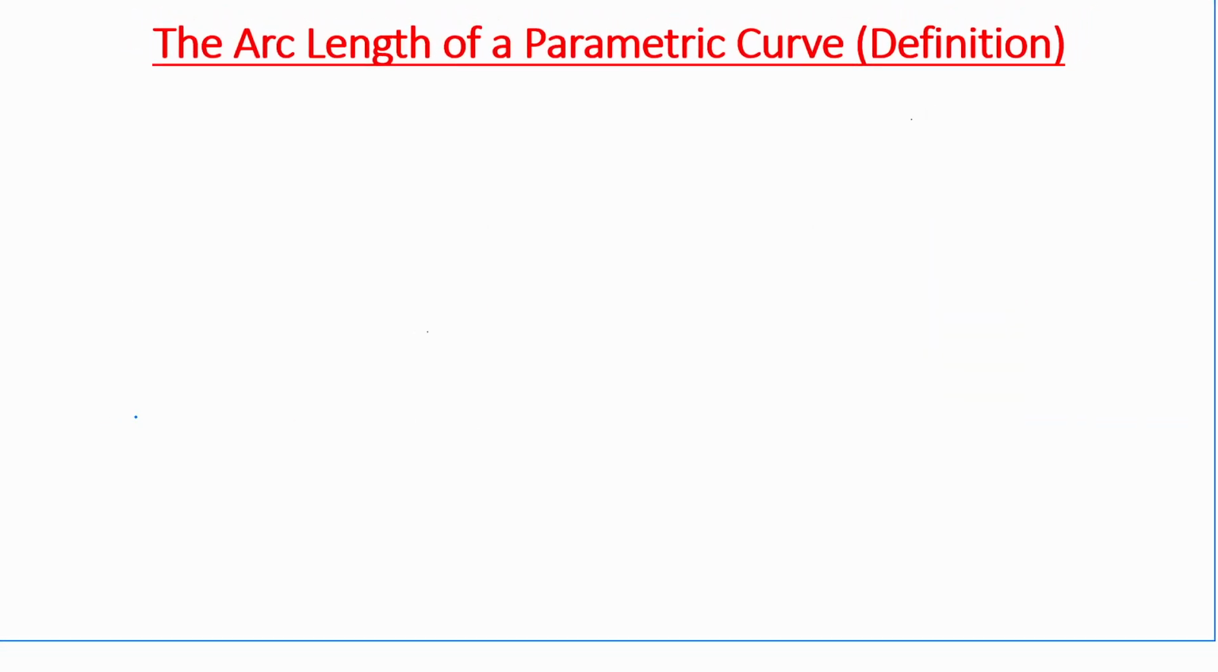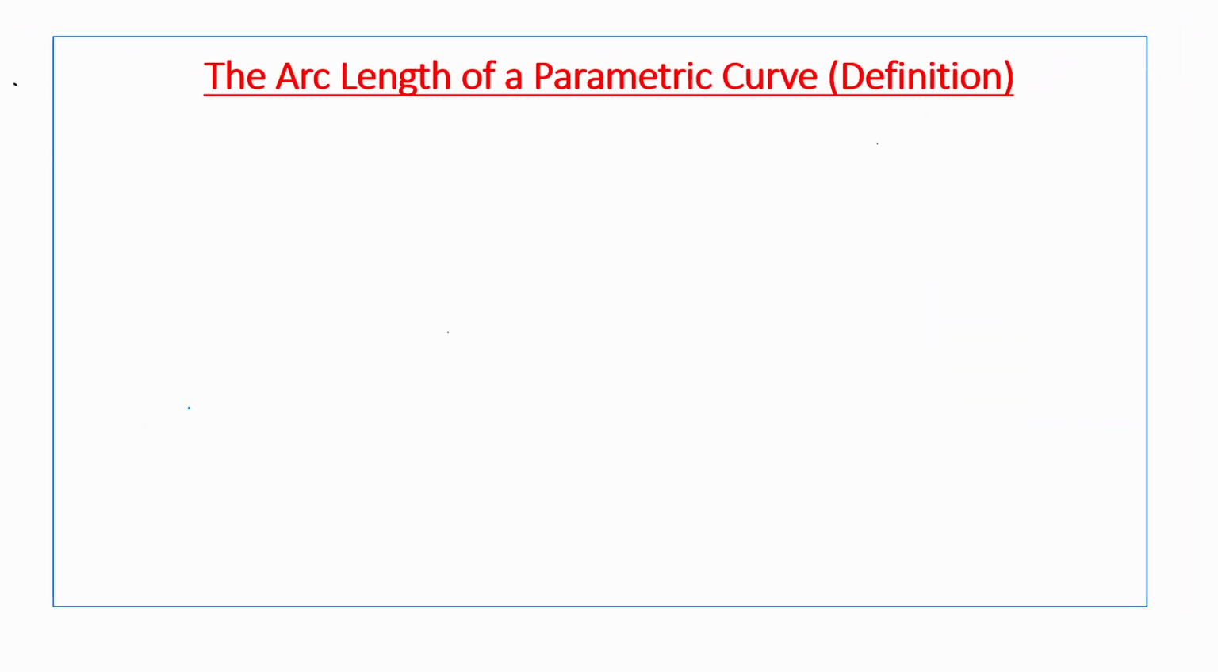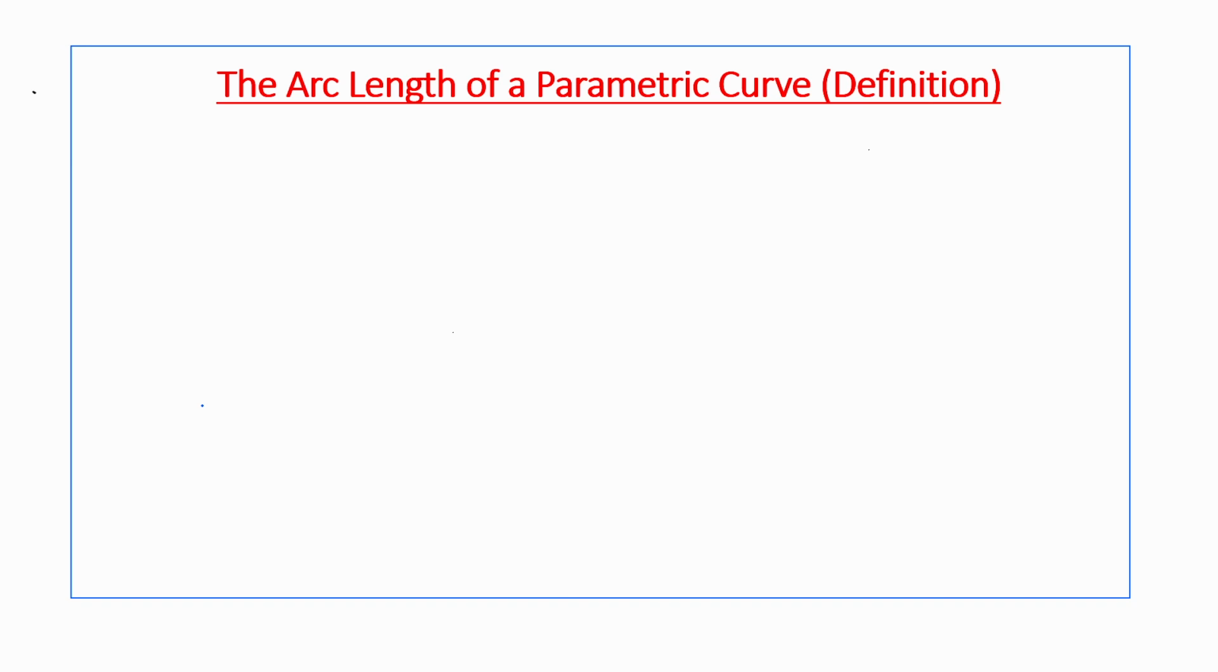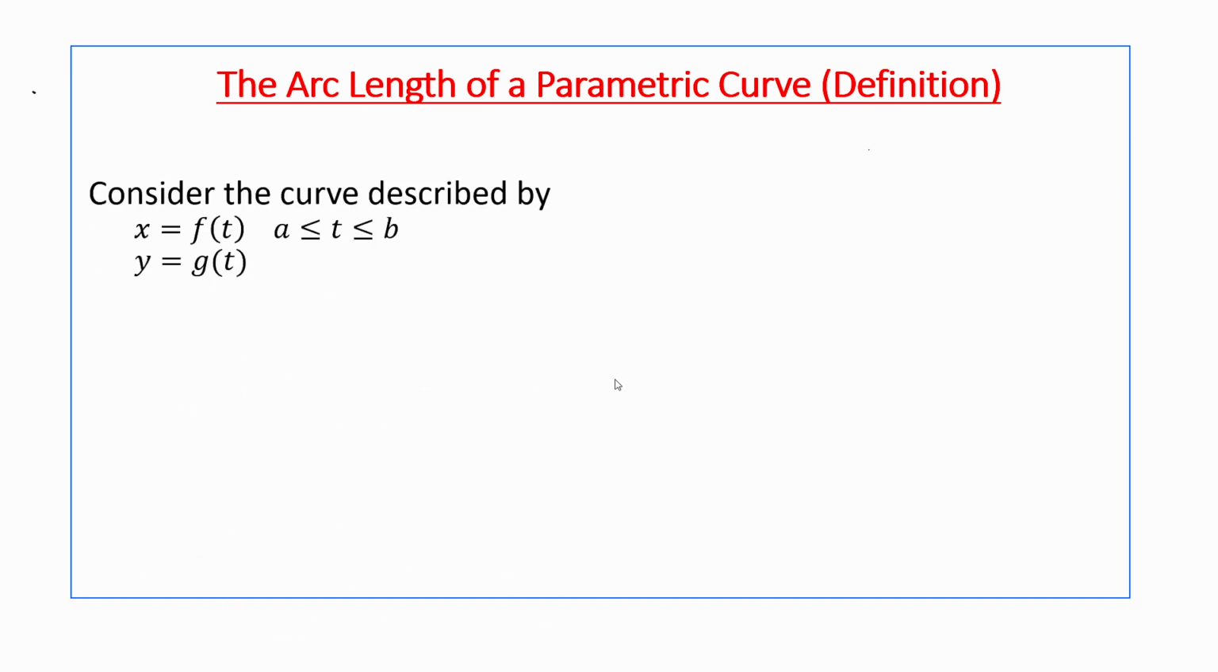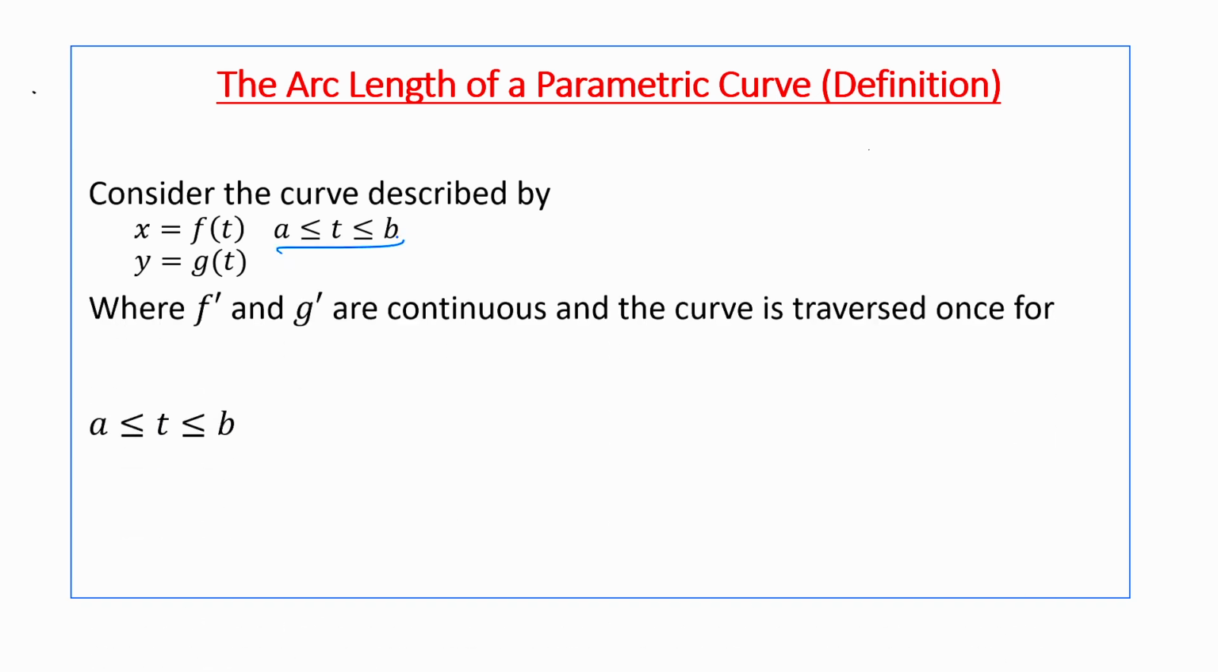Let's continue with the arc length of a parametric curve. In this section, we evaluate the length of a parametric curve. Let's consider the curve described by x equals f of t, y equals g of t, where t is between a and b. Now, where f prime and g prime are continuous and the curve is traversed once for t greater than or equal to a and less than or equal to b.